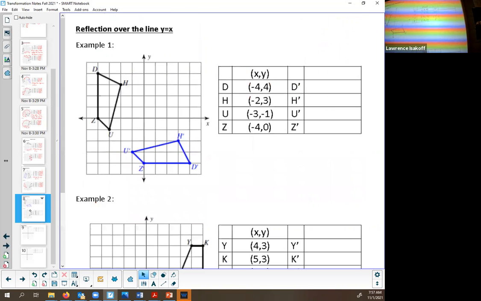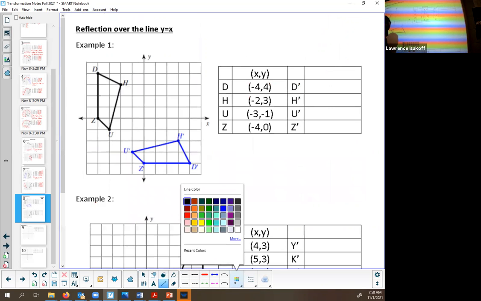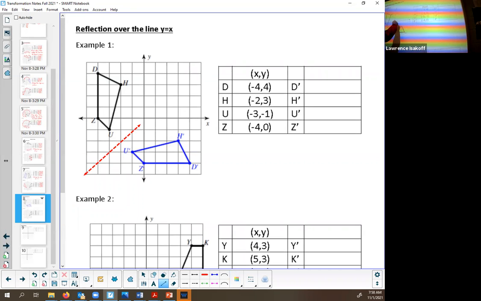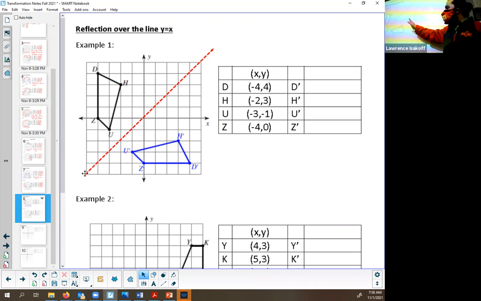Okay, the last thing we need to reflect over is the line y equals x. So the line y equals x, let me get that graphed here so we see what we're flipping over. So I'm trying to flip over this line right here. So when I flip over the line y equals x, I'm flipping over this line.